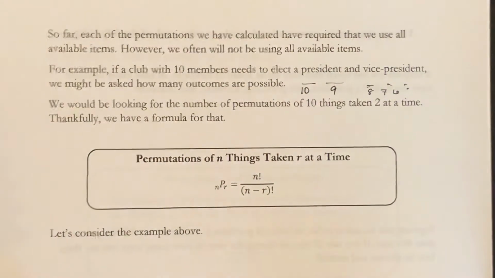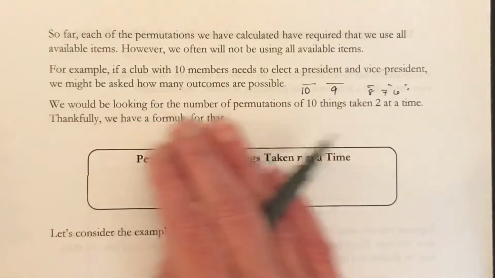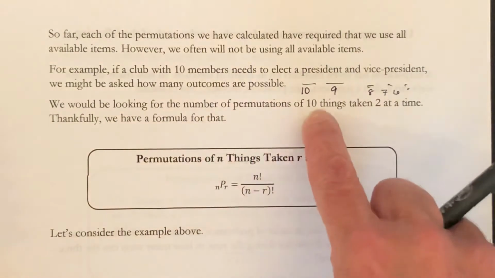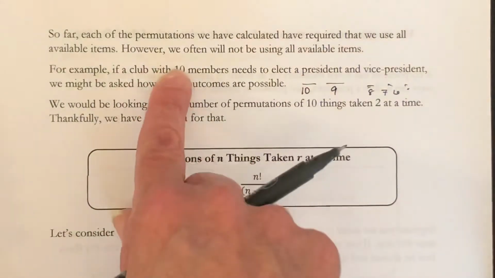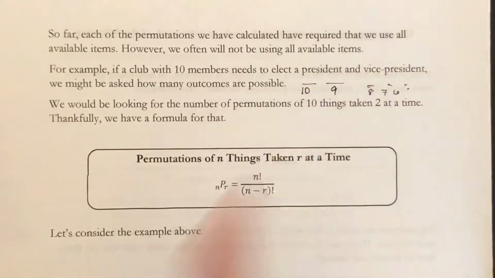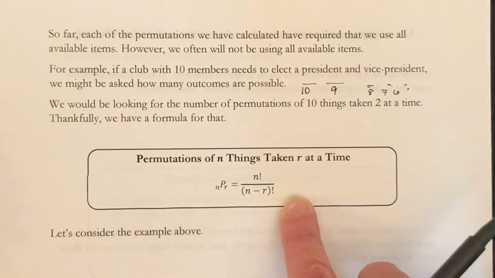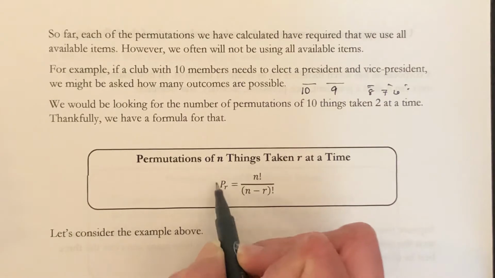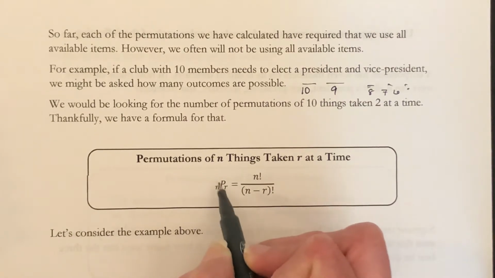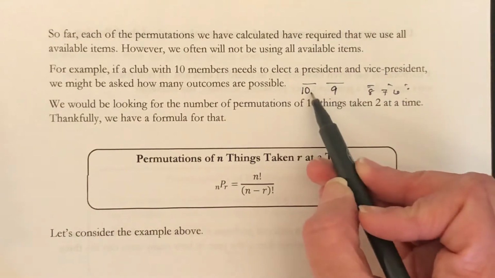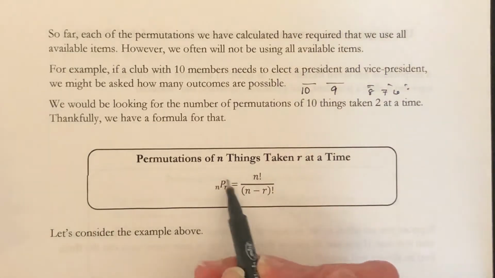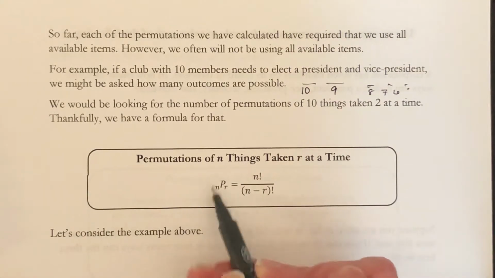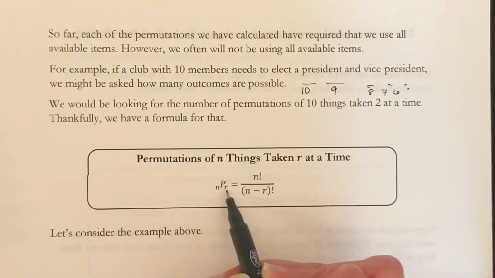Okay, what we're looking for here is the number of permutations of 10 things, because we had 10 members, taken 2 at a time, because we're looking for 2 officers. And we do have a formula for that, and I think you'll be able to see where it comes from. nPr. The n tells you how many things there are. In this case, it would be 10. r is how many you're trying to take in a group. So I'm looking for 2. So I would have a 2 here.